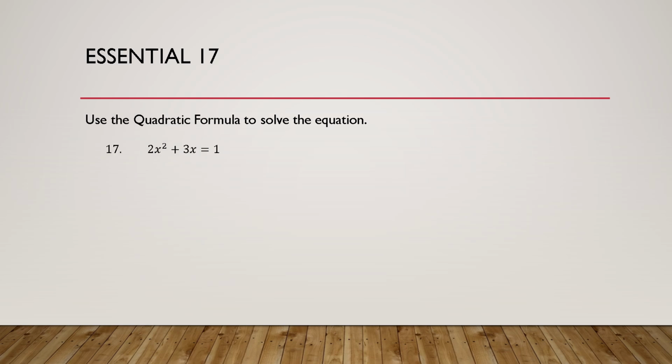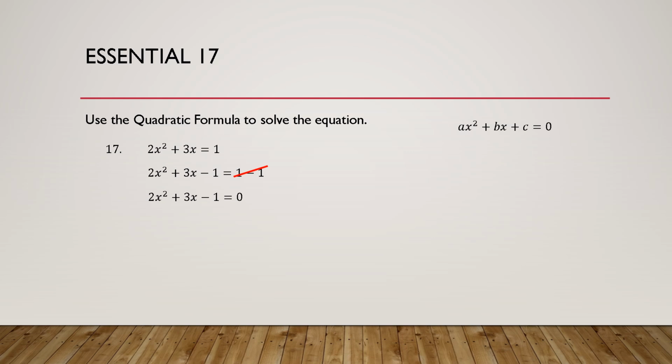Use the quadratic formula to solve the equation 2x squared plus 3x equals 1. First, we express the equation in quadratic form, ax squared plus bx plus c equals 0, which in this case, we need to place all of the non-zero terms on the left side of the equation. When we subtract 1 from both sides, we get 2x squared plus 3x minus 1 equals 0.